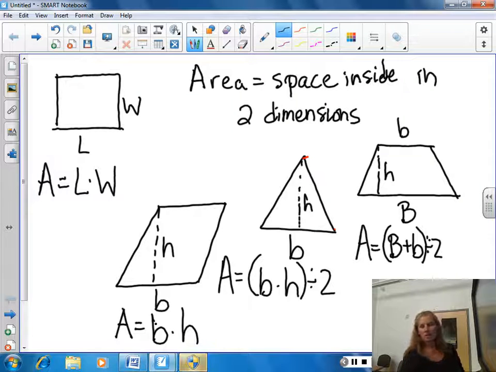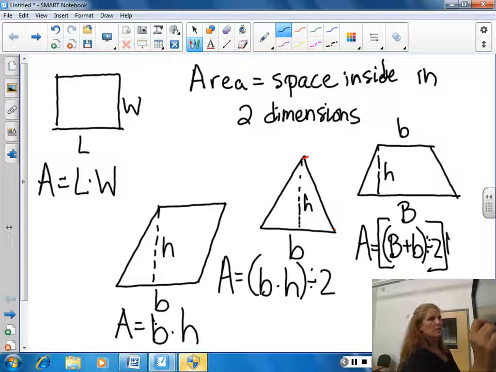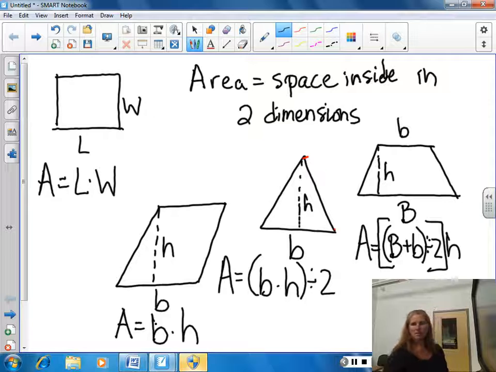That whole thing then multiplied times height. So a little complicated, huh? Big base plus little base divided by 2 times height. But we're going to see it's not so bad when we go through there.